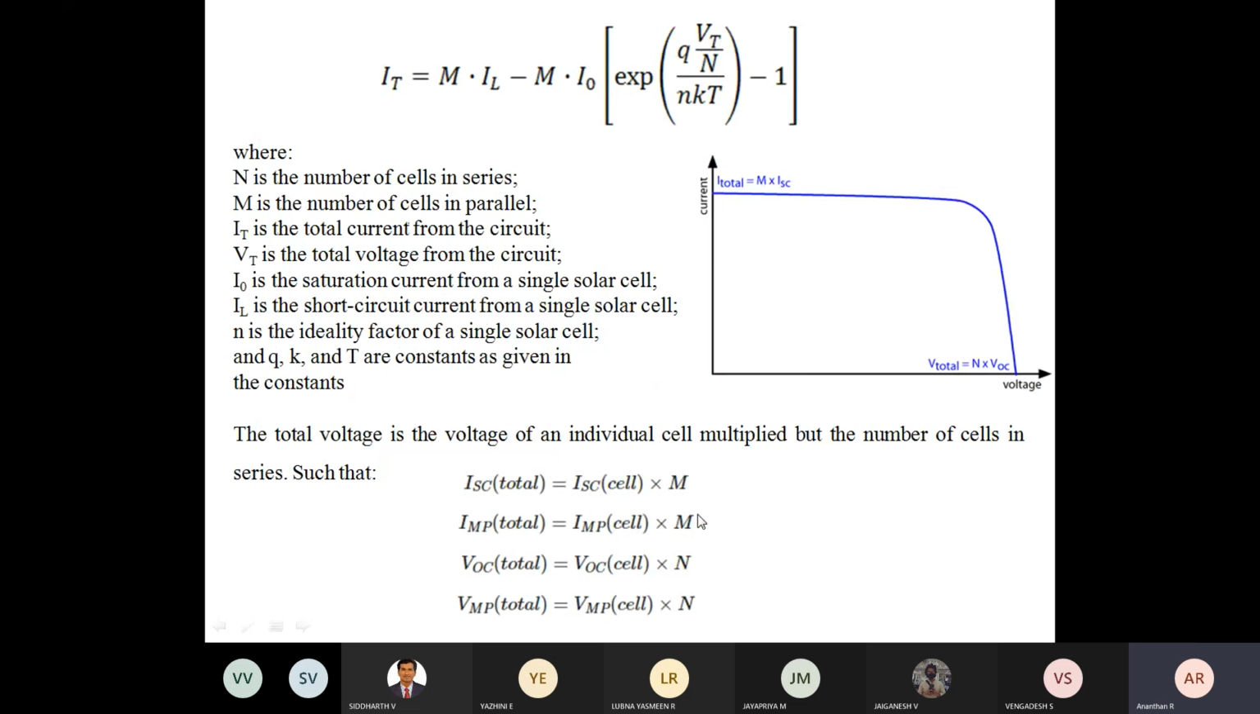The same will be integrated here. If you want to calculate the short circuit current, the maximum power point current, and similarly the voltage, you can multiply with the respective numbers in series or parallel. So you can get the individual values for the respective things.